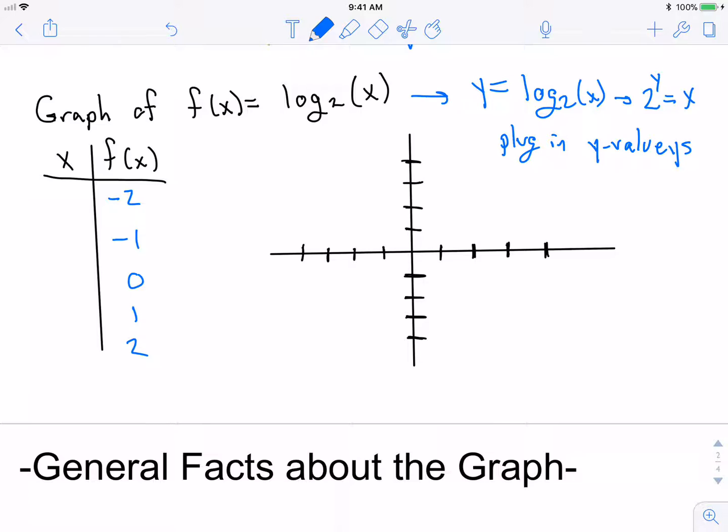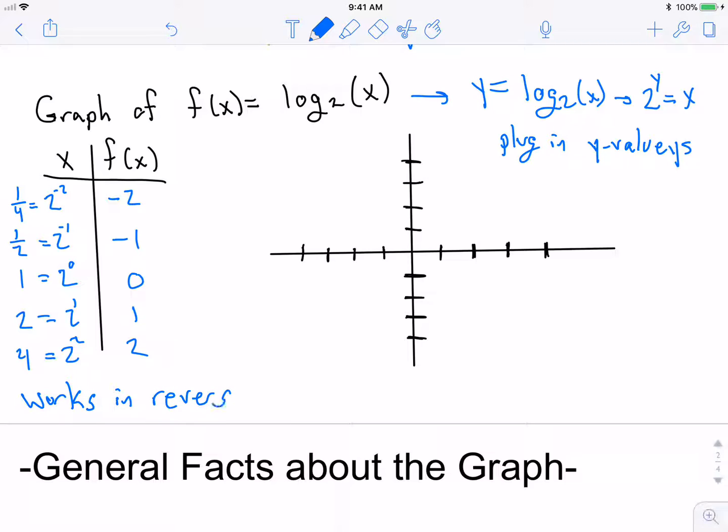And then to find the x values, we just run them through 2 to the y equals x. And we'll see a nice line up with the exponent here. So 2 to the -2 power is our x value, which is 1/4. 2 to the -1st power, 2 to the 0 power, 2 to the 1st power, and 2 squared. This is the only function that works in reverse. We plug in y values to find x values.